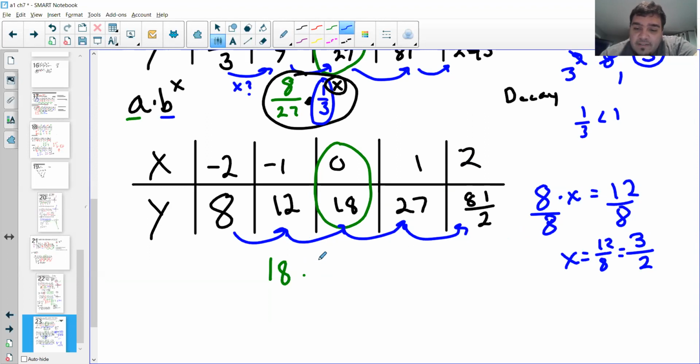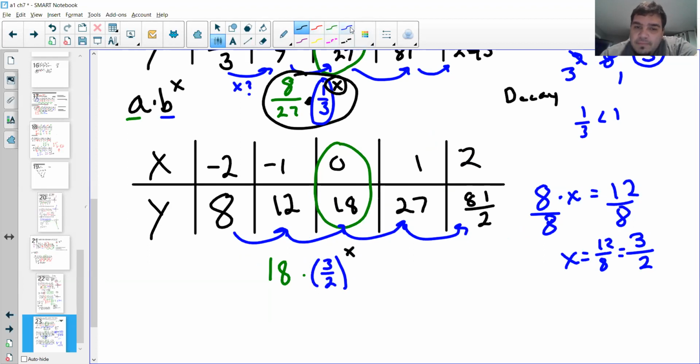So 18 times 3/2. Wait, Mr. Tobel, will the 0 and 18 always be the A? Whatever 0 equals, the A is going to be the y value. All right.